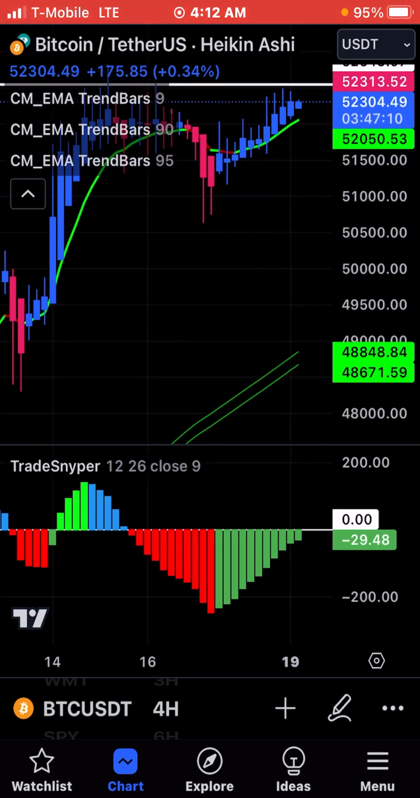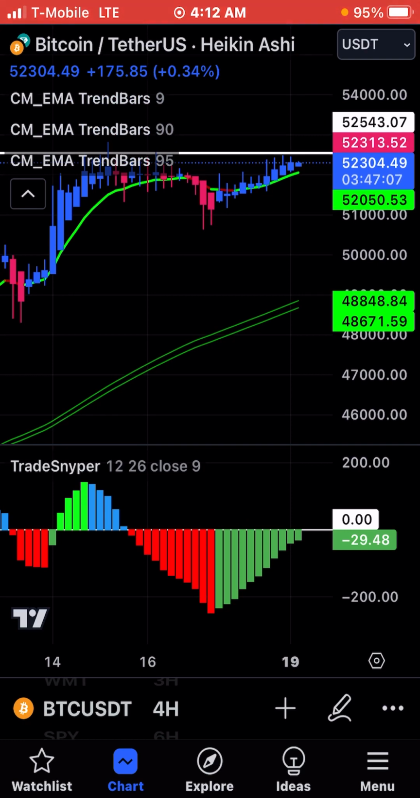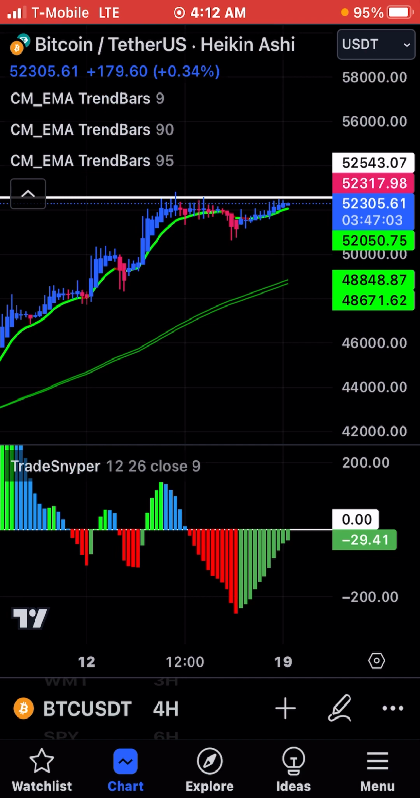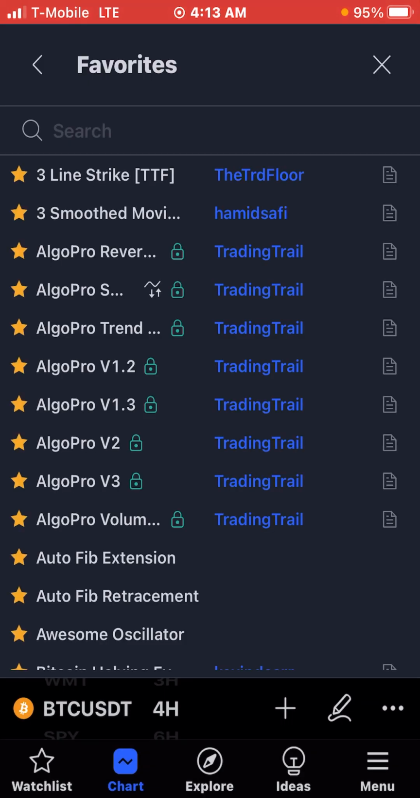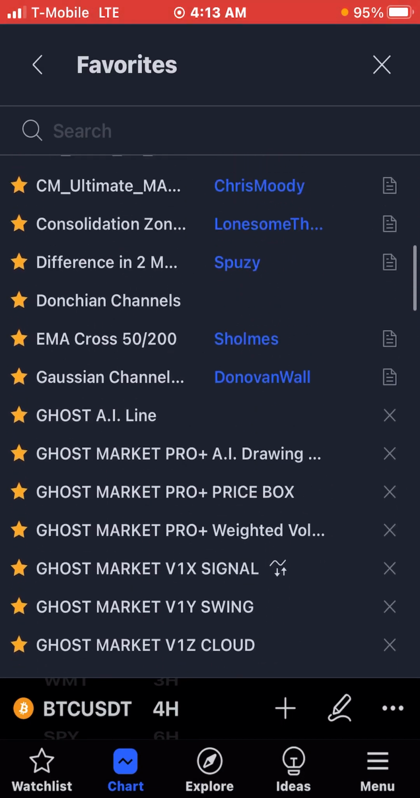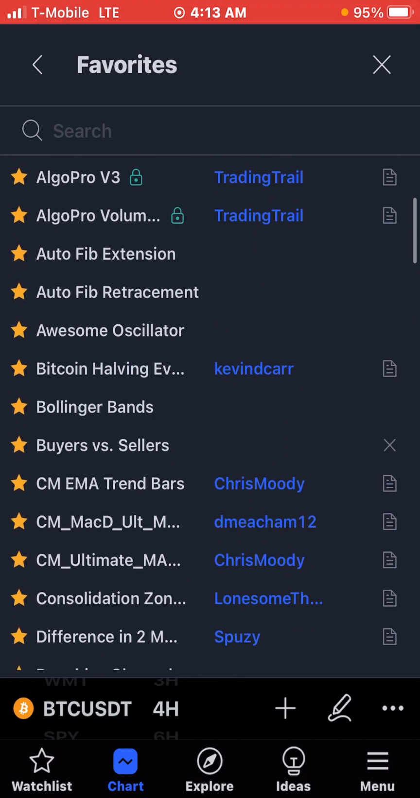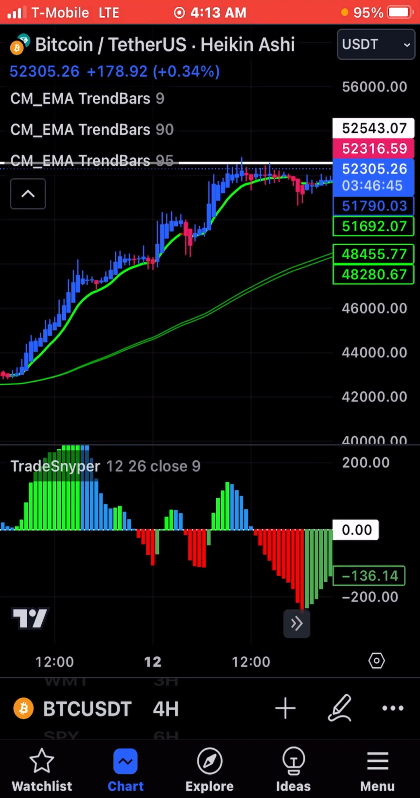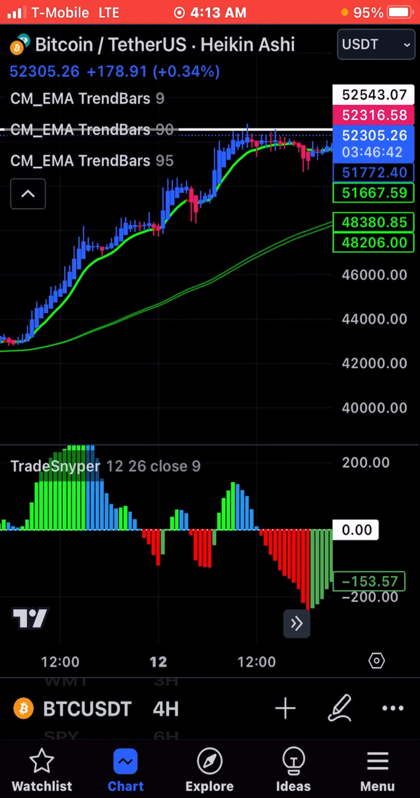Anyway, so I want to give you guys the formula here for the strategy, and that's trading on a 4-hour. Now, whatever asset you want. I have my settings here. I have CMA trend bars, and you see my trend bars. You're going to click that 3 times, and you're going to put 9, 90, 95. And the 9 I make more thick.